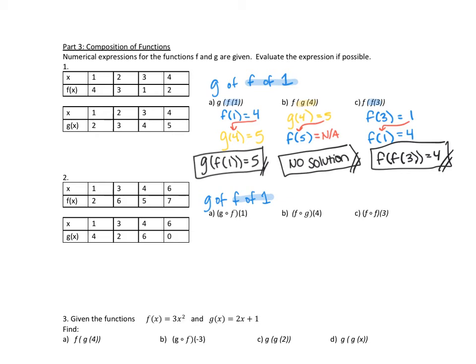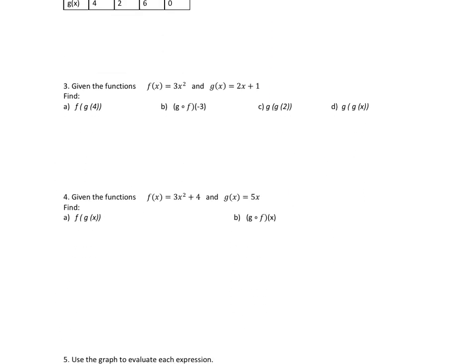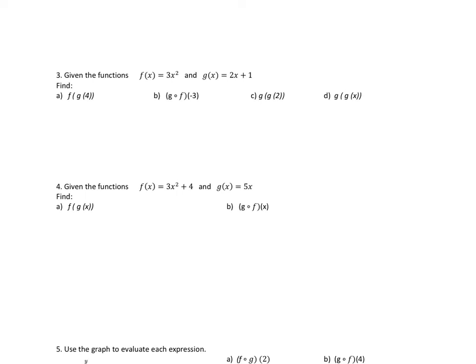Let's take a look at how we do composition of functions with equations. If we move down just a little bit, we come into two situations. I'm actually going to skip down to 4 before we get to 3 because I think it'll explain a lot. For 4, we're only going to do A right now, and A says f of g of x. And here's our f of x, here's our g of x.